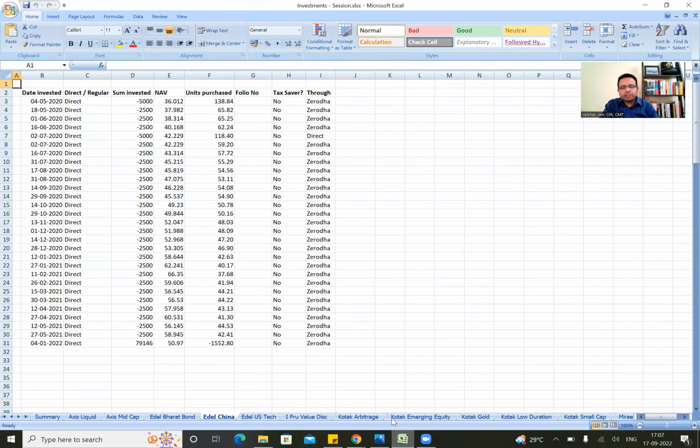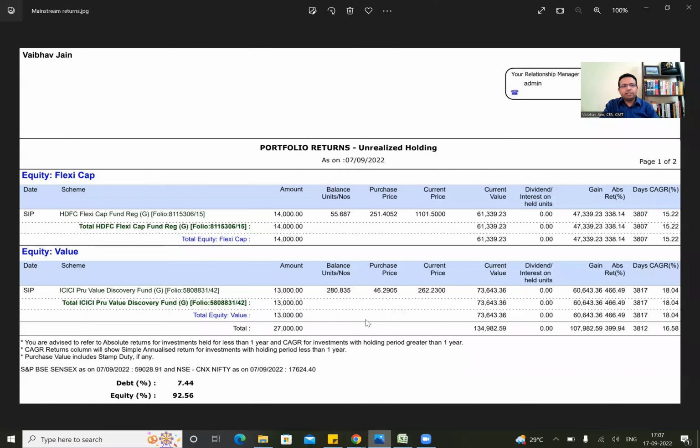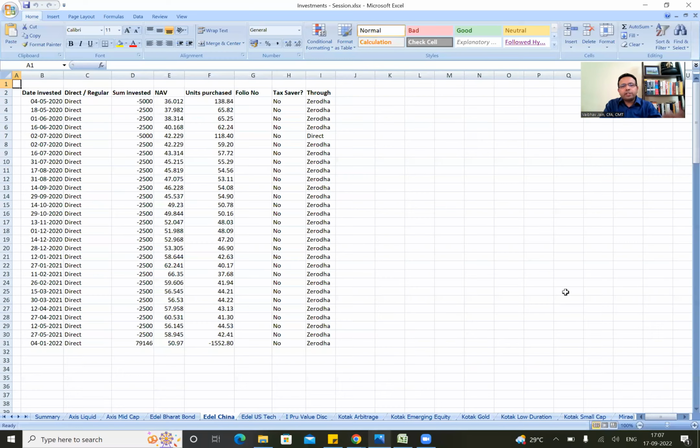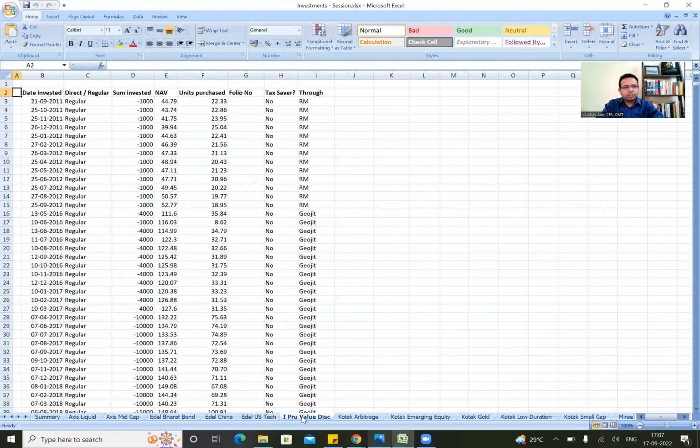So if you remember, guys, I was showing you this sheet. So ICICI Pru Value Discovery Fund has given me 18.04% CAGR. Now, why don't we just see what it shows if I calculate the XIRR for this sheet. So let me just show you iPru Value Discovery. These are some real numbers which I have put in over here, that through RM I have invested into.